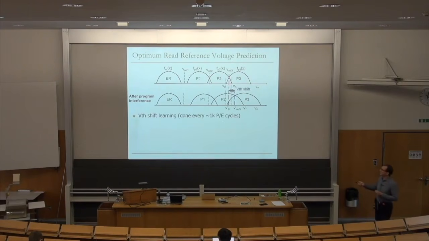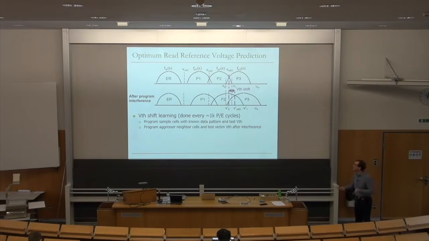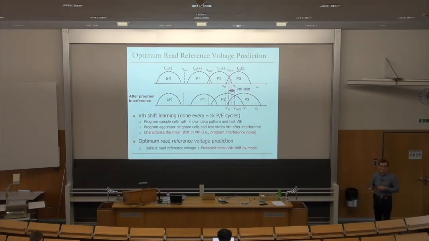So how do you do that? You can learn. You do this every 1,000 program and erase cycles, let's say. Of course, there is some thresholding that happens in existing flash controllers. You program some sample cells with known data pattern and test the threshold voltage. And you program some aggressor neighbor cells and test the victim threshold voltage after interference. And then you characterize a mean shift in the threshold voltage distribution. This is called program interference noise. And your optimum read reference voltage prediction could be this, basically: the default read reference voltage plus the predicted mean shift by this model that you learn over time. And you can do this in the background, basically. Once in a while, you figure out what would be my shift.